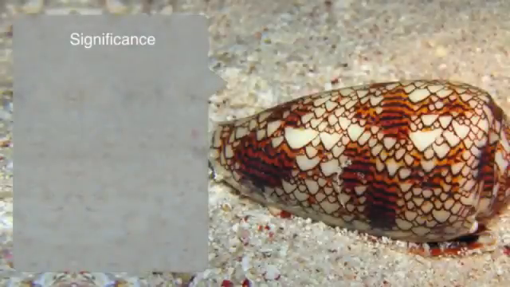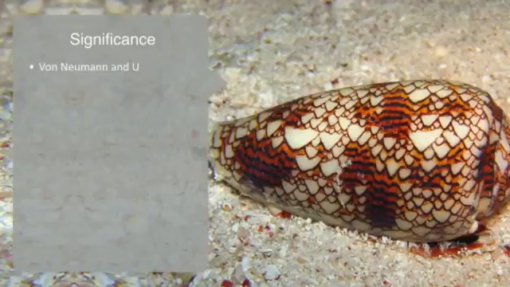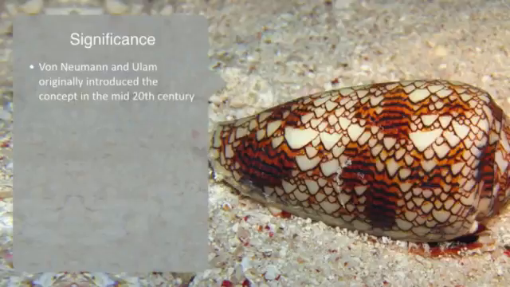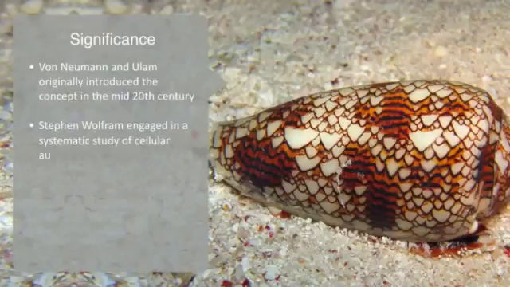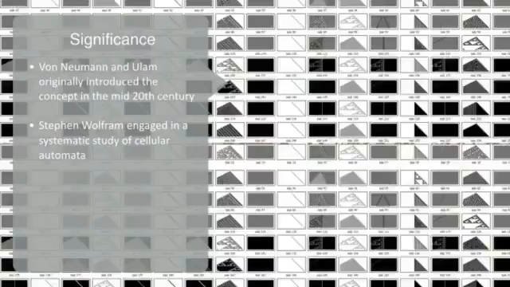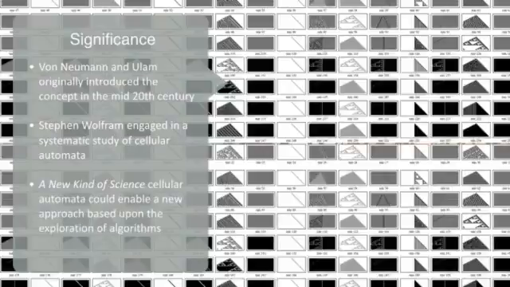Lastly, we will talk about the significance of cellular automata as a new approach to mathematical modeling. Von Neumann and Ulam originally introduced the concept in the mid-20th century, and then, a few decades later, the popular game of life brought interest to the subject beyond academia. In the 80s, Stephen Wolfram engaged in a systematic study of cellular automata, after which he published a book called A New Kind of Science, claiming that cellular automata could enable a new approach based upon the exploration of these algorithms. But what is behind this big statement about these simple programs creating a new kind of science?